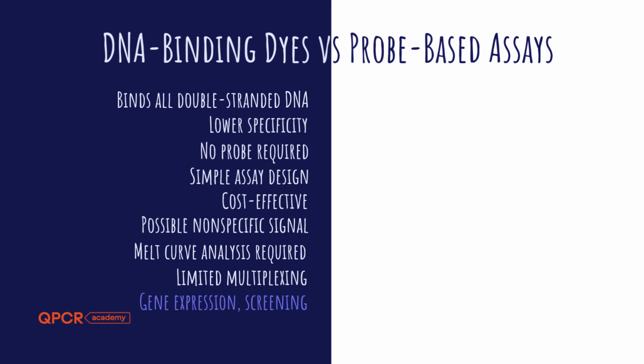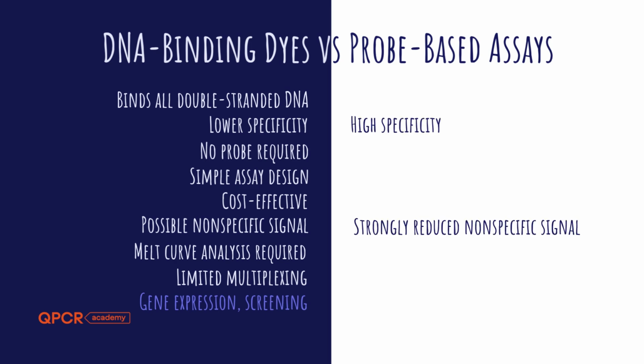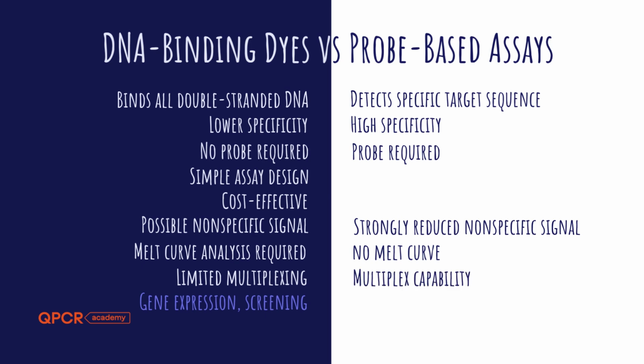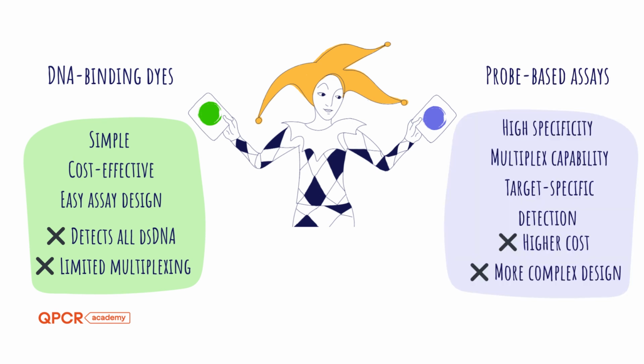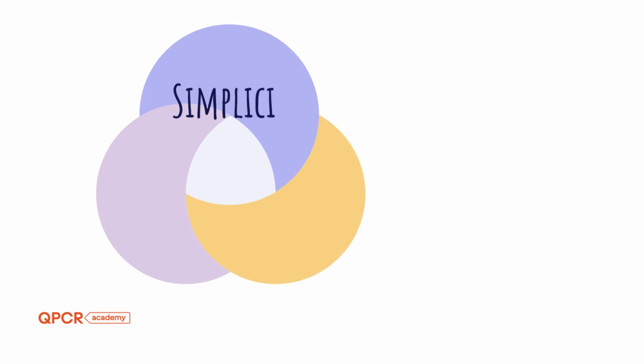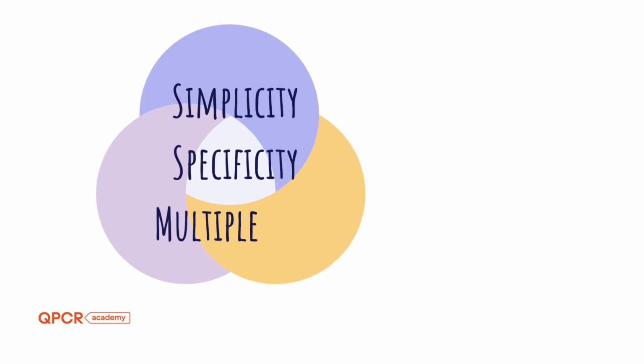Probe-based assays provide much higher specificity. Fluorescence is generated only when probes bind to the intended target sequence. This reduces detection of nonspecific amplification and enables excellent multiplexing capability. Probe-based assays are also highly suitable for mutation analysis and SNP detection. However, they are generally more expensive and require more complex assay design and optimization. In general, DNA-binding dyes are simpler, faster to develop, and more cost-effective. Probe-based assays are more specific, more versatile, and better suited for complex applications. The best choice depends on the goals of the experiment, the required specificity, and the complexity of the assay.